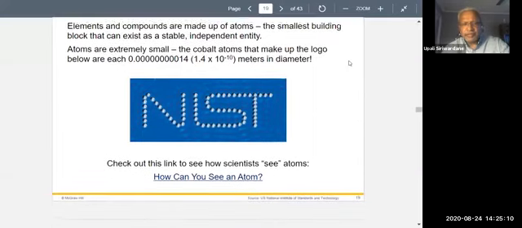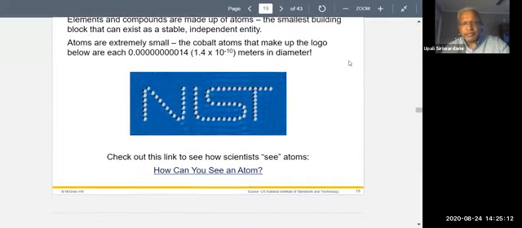What is the thing written in the blue area in the middle of the slide? It's NIST. What does NIST stand for? National Institute of Standards and Technology. They are the ones who create standards for different materials.